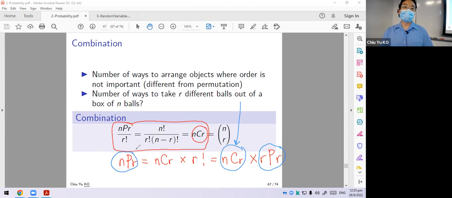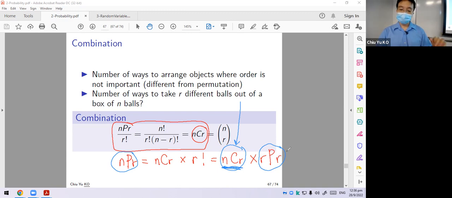So I repeat the argument again. How many different ways can you pick things without order? That is nCr. That's what I want to find. But for each way you do it, there will be rPr ways to rearrange them.